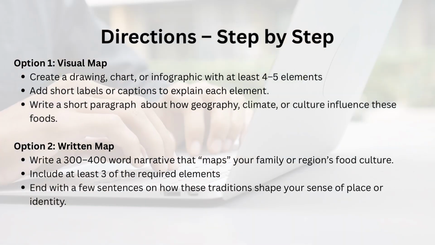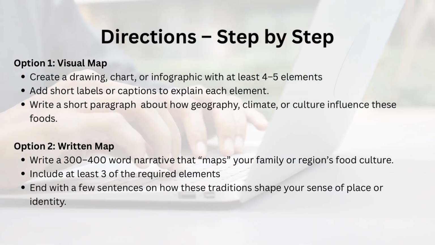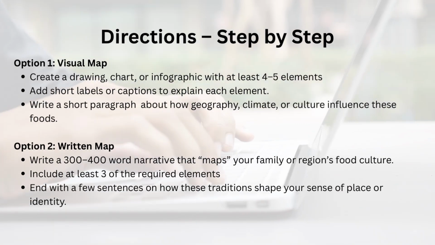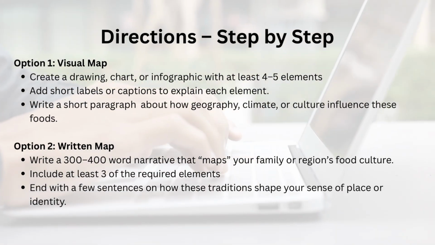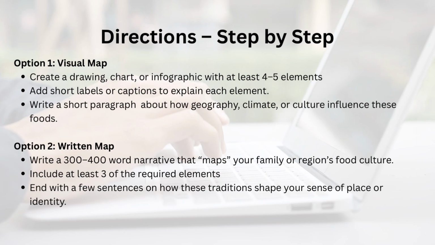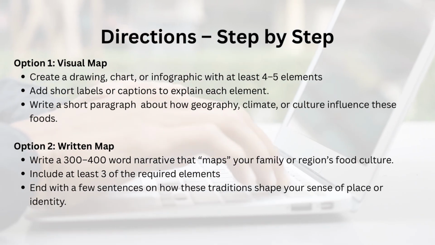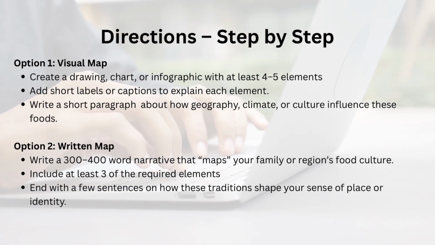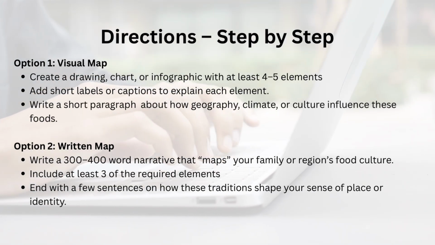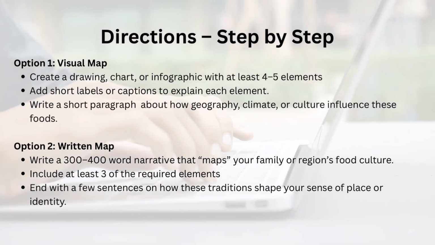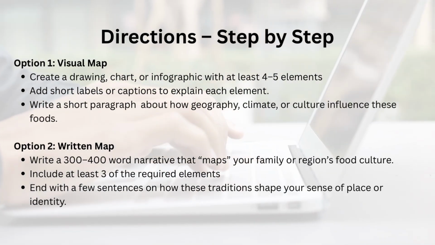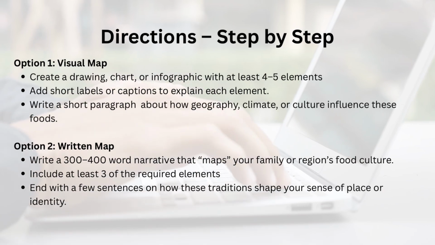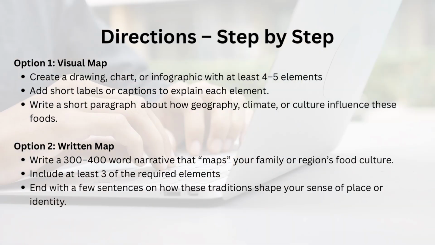Option two is a written map. You can write a narrative that maps your family or region's food culture. This should be about 300 to 400 words. Include at least three of the following: culturally significant dishes or meals, locally available or seasonal ingredients, cooking techniques or traditions, food related celebrations or gatherings, and connections to agriculture, environment, or history. End with a few sentences on how these traditions shape your sense of place or identity.